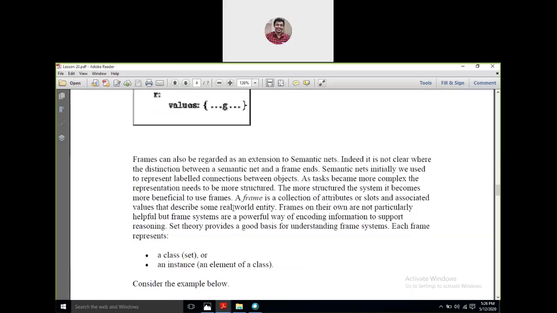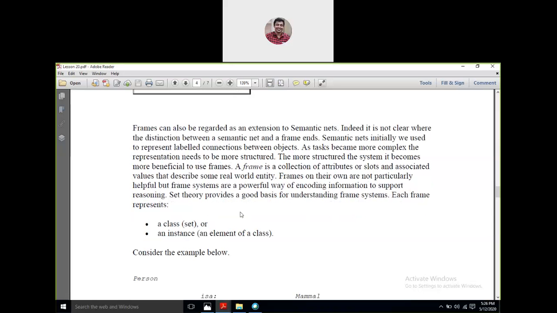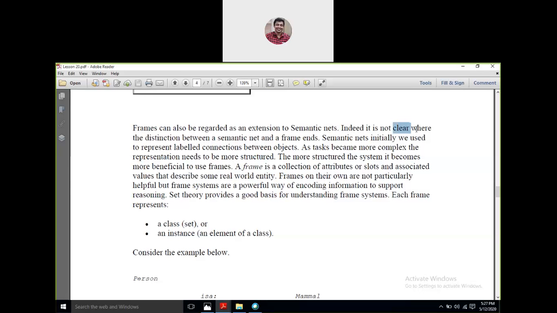It is out here. And a good discussion has been given about the semantic net as well as that of the frames, right? Now, the frames can be regarded as an extension of the semantic net, which I have already discussed with you. Indeed, it is not clear. As I've already said, while moving from the semantic nets towards frames, there is a very, very thin line boundary. This is very clearly emphasized out here. Indeed, there is no clear distinction between where the semantic net ends and the frame begins, or the frame ends and the semantic net begins, right?